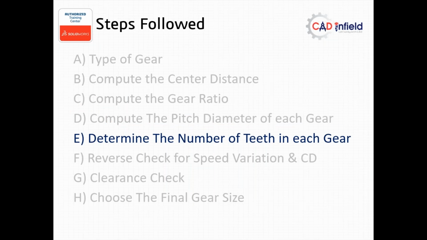So we know the gear ratio, we know the PCD. Now it comes to number of teeth. Next step, and once we know the number of teeth, finish. We are done with the steps we are following now.